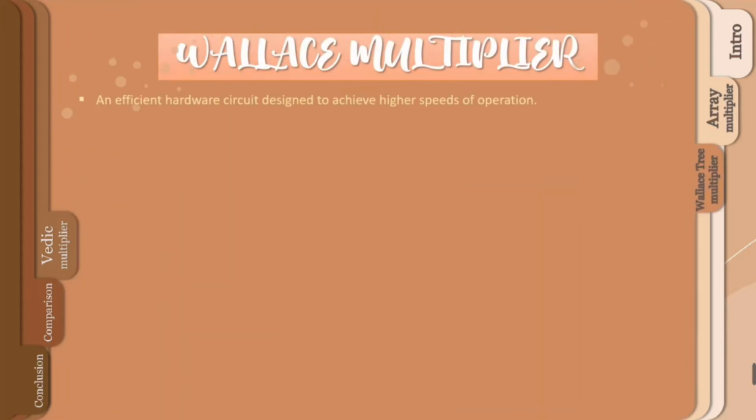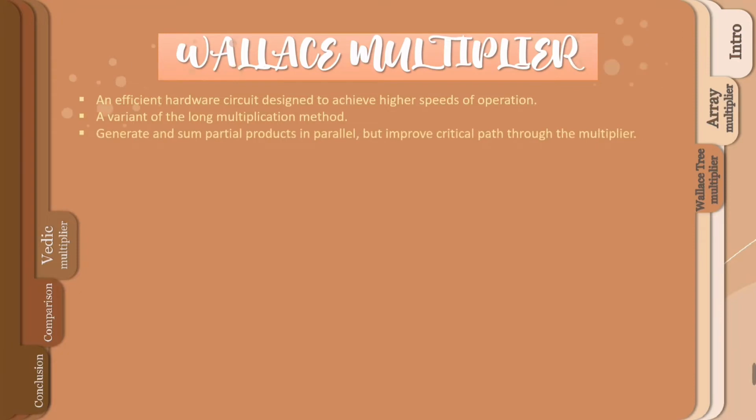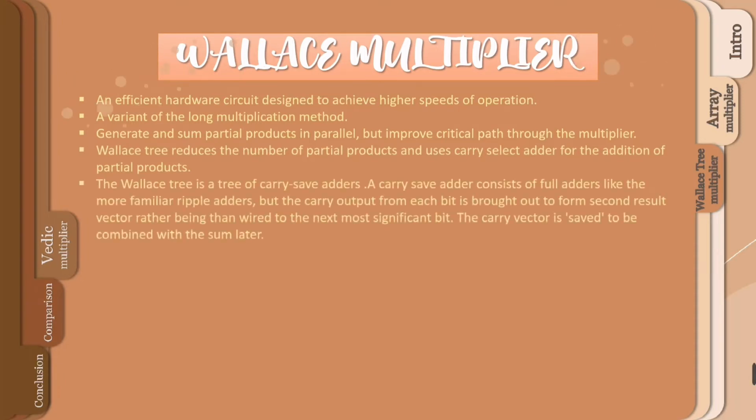Wallace tree multiplier is an efficient hardware circuit designed to achieve higher speeds of operation. It is a variant of the long multiplication method, and it also generates partial products in parallel but improves the critical path through the multiplier. Wallace tree reduces the number of partial products and uses a carry select adder for the addition of partial products. The Wallace tree is a tree of carry save adders. A carry save adder consists of full adders like the more familiar ripple adders, but the carry output from each bit is brought out to form a second result vector rather than being wired to the next more significant bit.